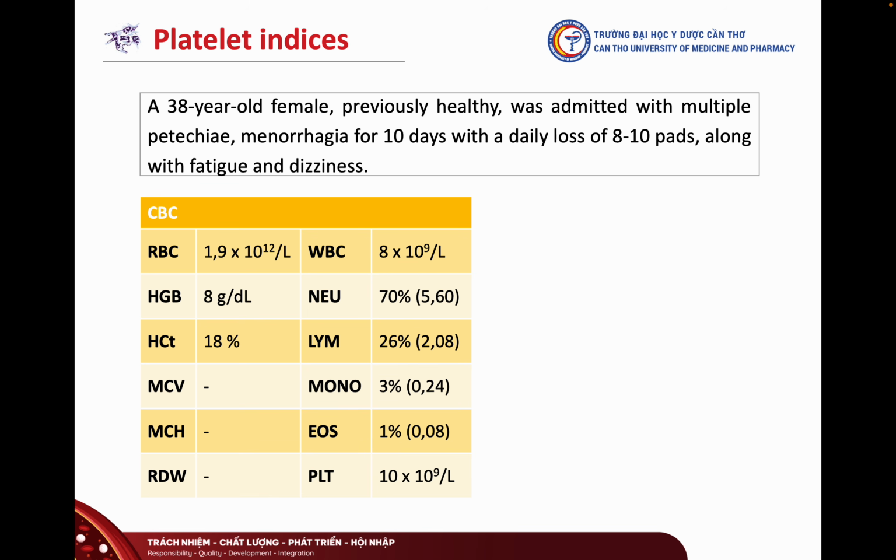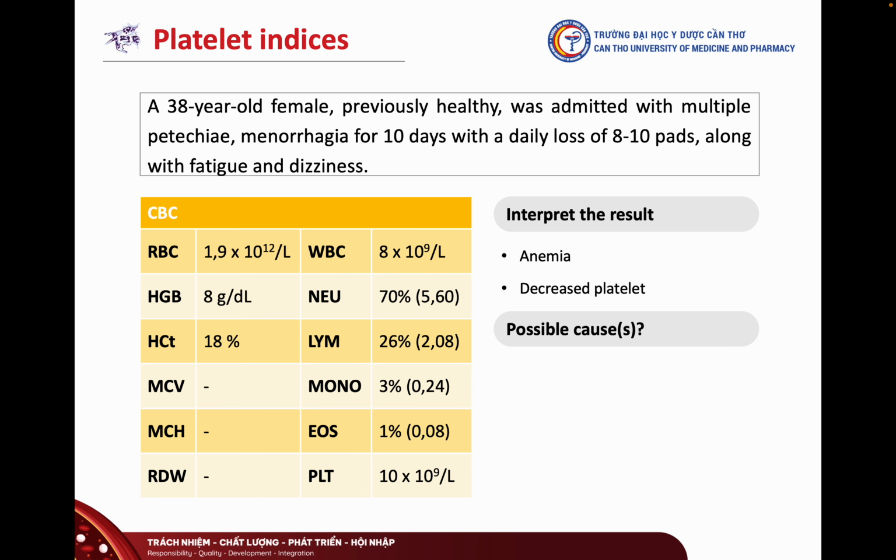Now, let's interpret the CBC result. The hemoglobin level is 8 grams per deciliter, confirming moderate anemia. Platelet count is 10, and this is marked thrombocytopenia. While the white count and the neutrophils as well as the lymphocytes are within normal limits. So we are looking at a case of isolated anemia and thrombocytopenia without leukopenia or leukocytosis.